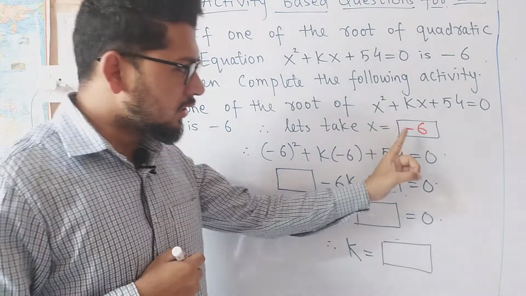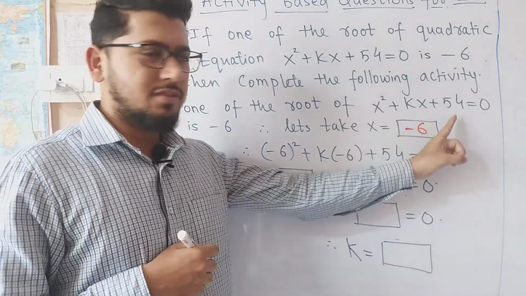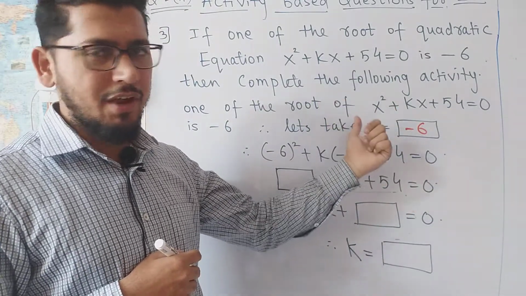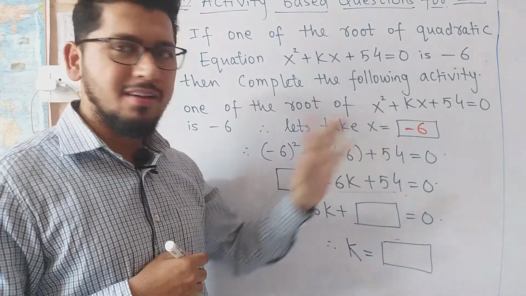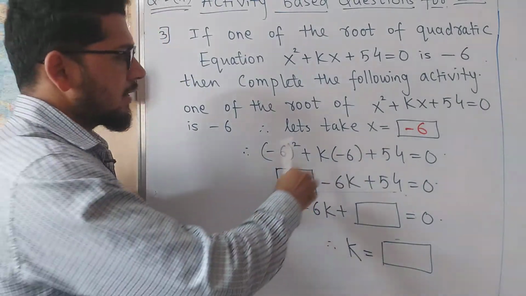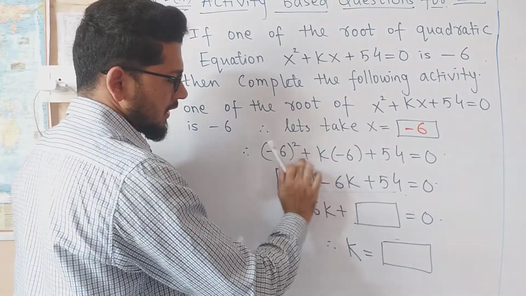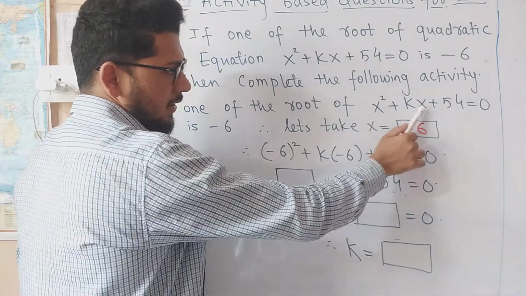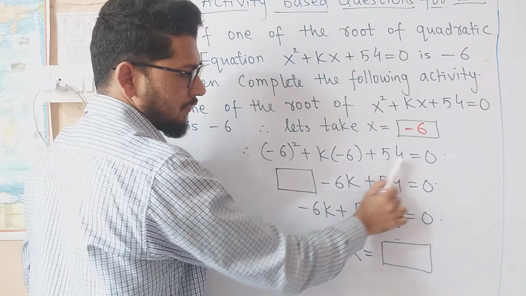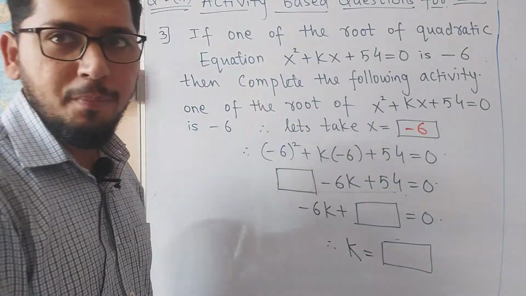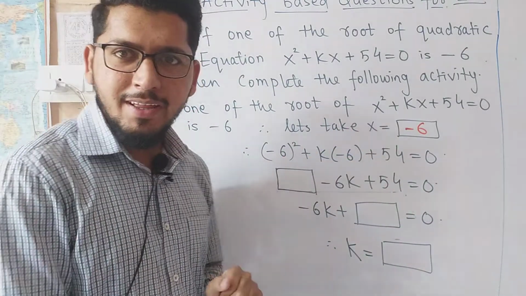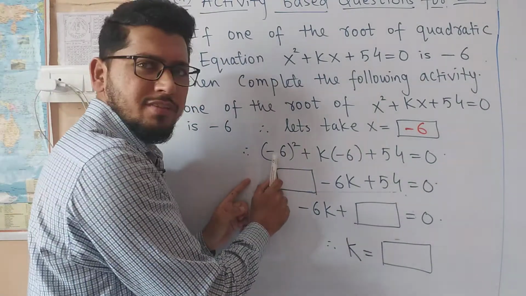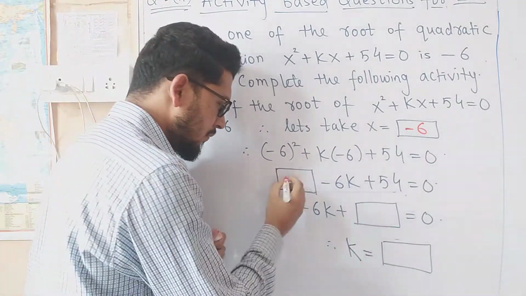We have to substitute the value minus 6 in each term of the equation. Whenever there is an x, we have to replace the value of x with minus 6. So here x square is there, so minus 6 square, plus k, and instead of x there is minus 6, plus 54 equal to 0. So this equation is already given. In the next step, we have to take the square of this term. So minus 6 square will give you plus 36.